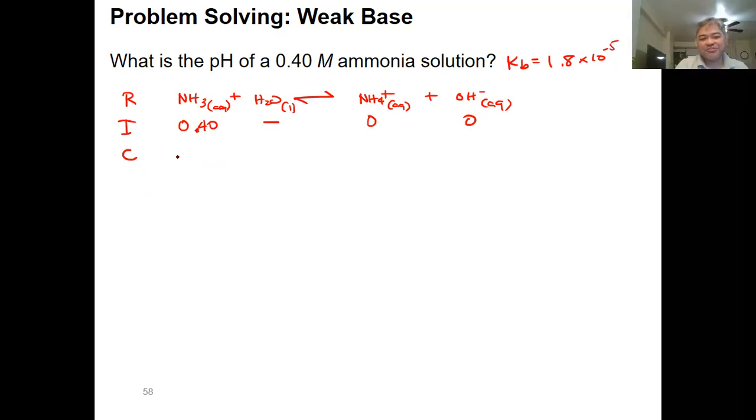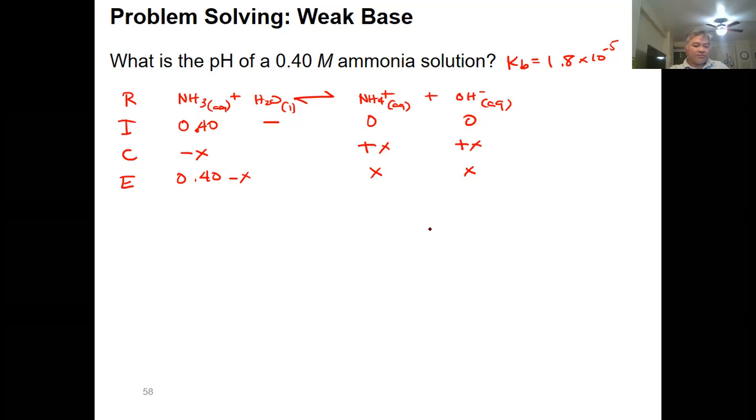Ano ilalagay ko dito? Minus X. Okay. And then plus X dito. Equilibrium is just bring down everything. Then I put the Kb. I write all the reactants here. I write all the products on top over the reactants and then replace it with the value that's given.